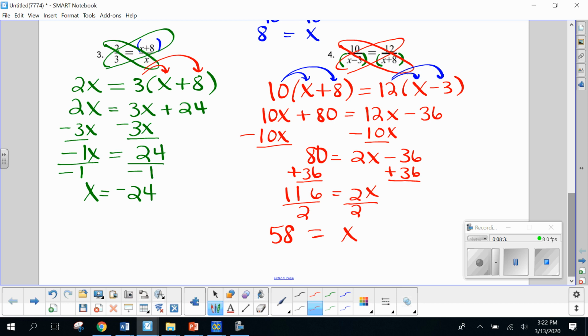So for today's assignment, I want you to do the back of the ratios and proportions. And good luck. Email us if you have any questions.